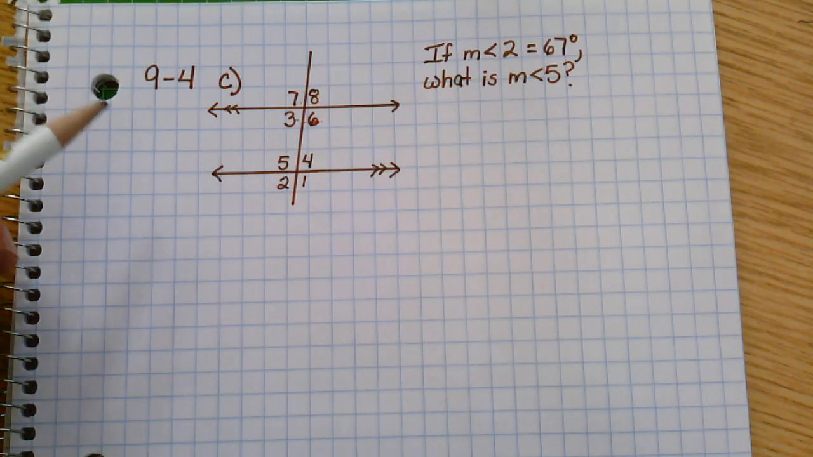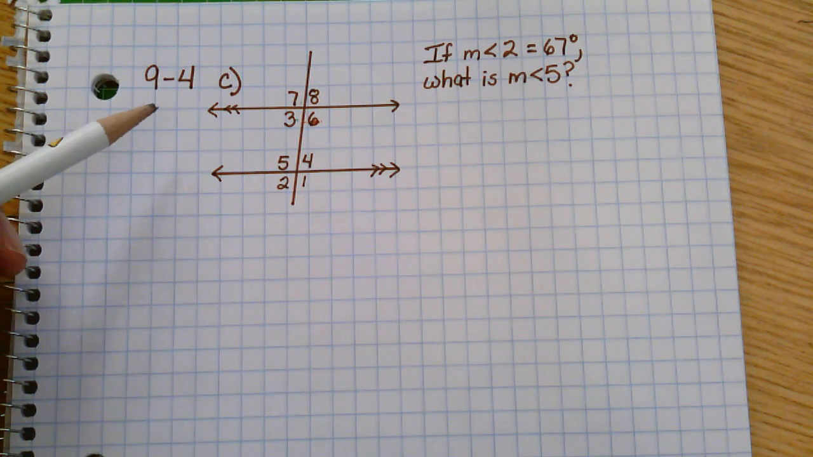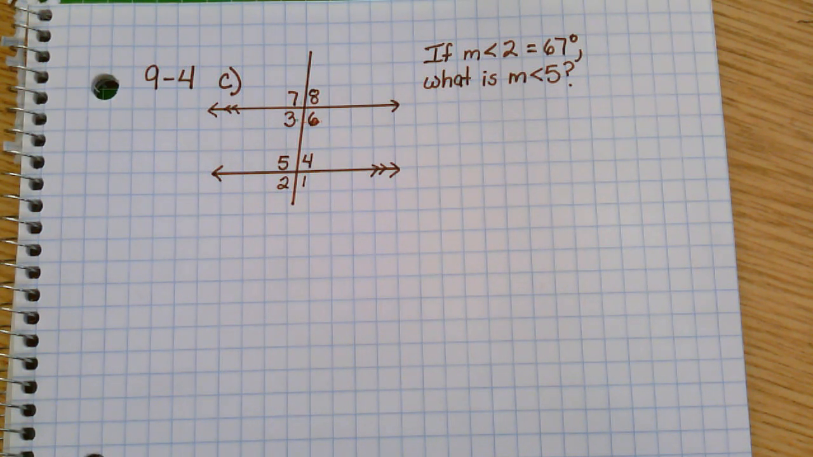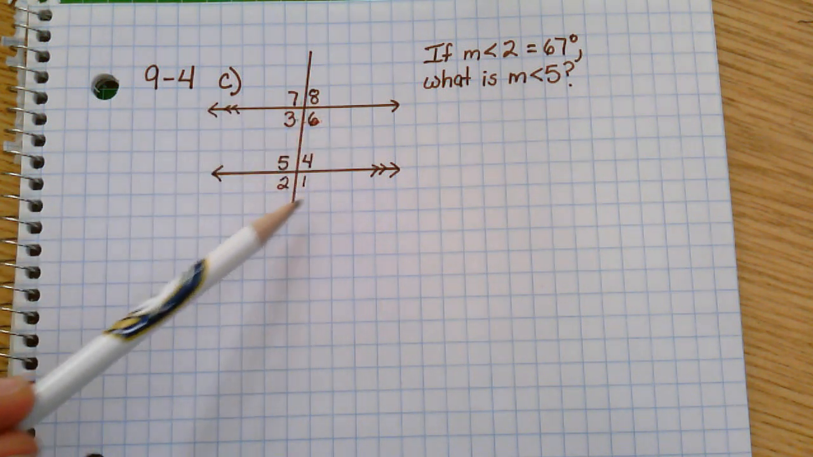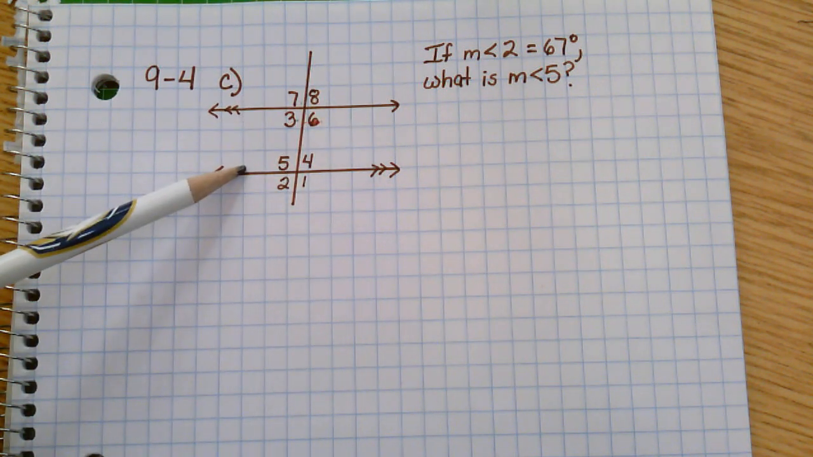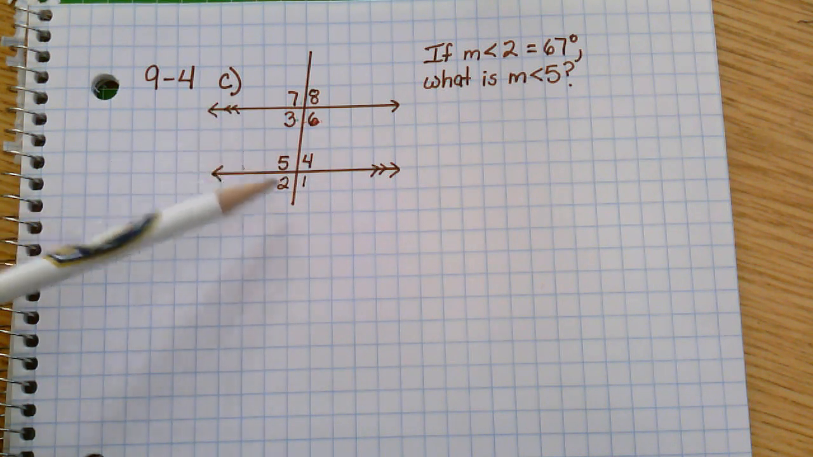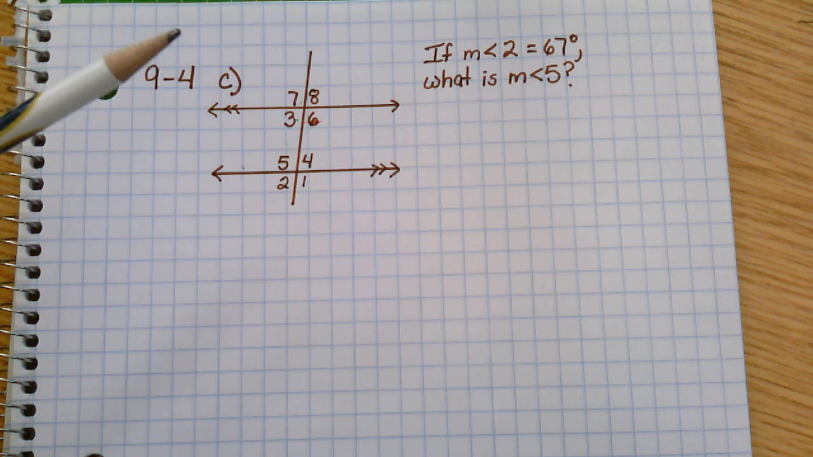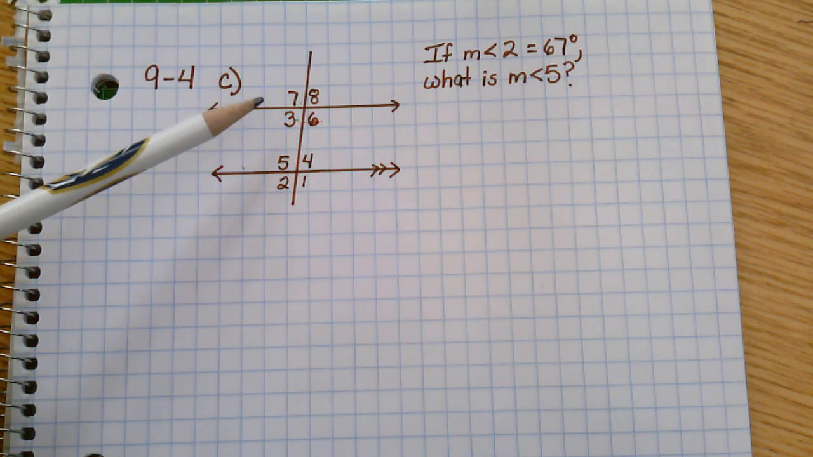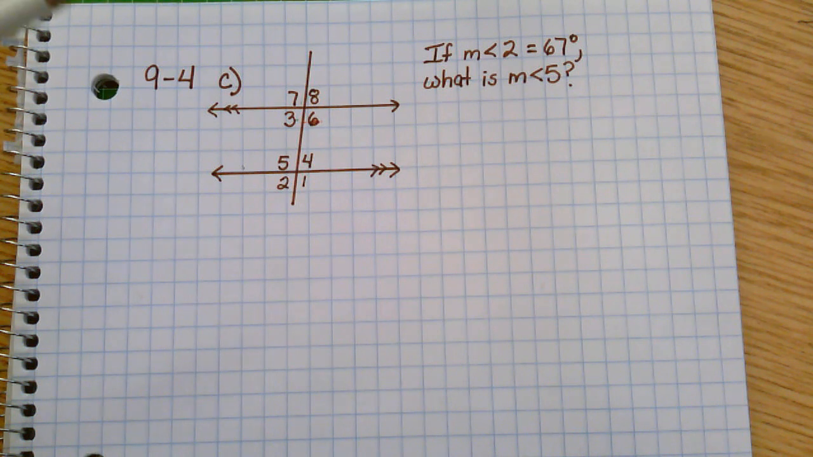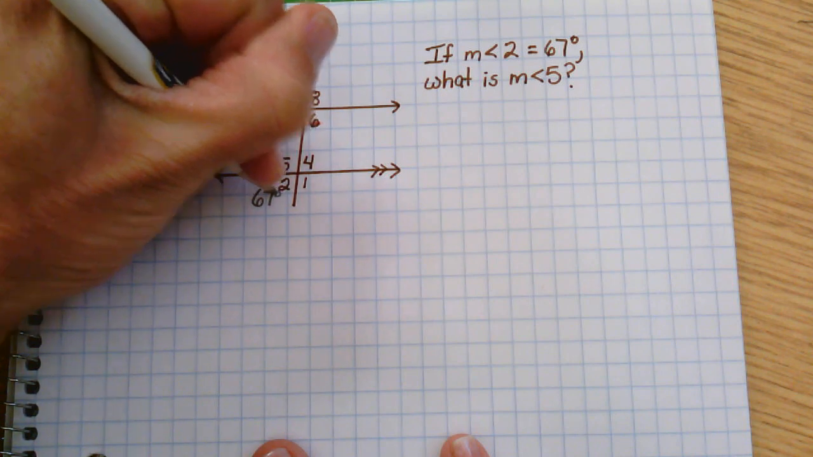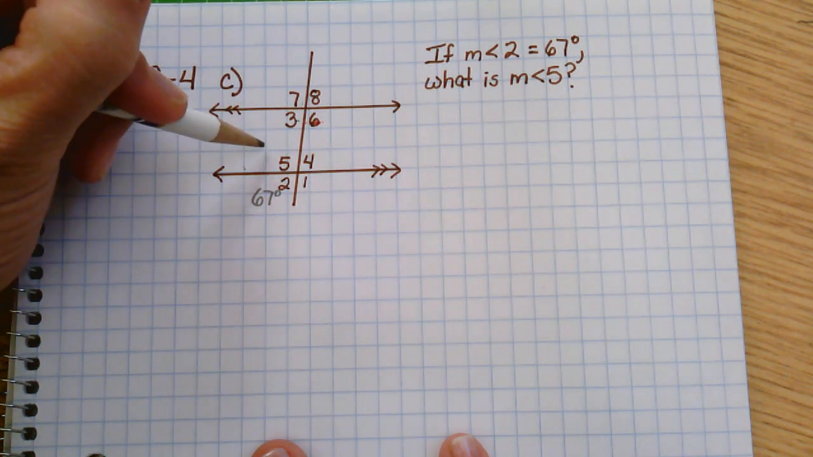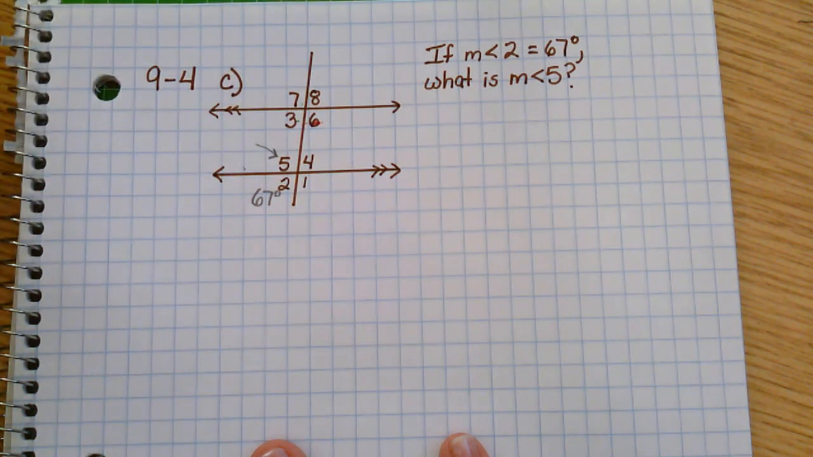Okay, now we are going to use all that we learned about those angle relationships to complete a few core problems from our book. The first one is core problem 9-4, and we are looking at part C. Part C shows us this diagram. We have two parallel lines, and we have 8 angles that are marked, although they're numbered differently than the ones we've been using in our notes. That's okay. They're asking us, in this particular diagram, if the measure of angle 2 is 67 degrees, then what would be the measure of angle 5?